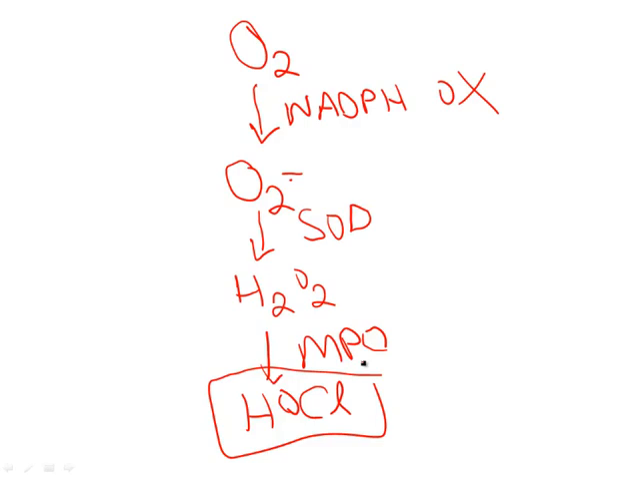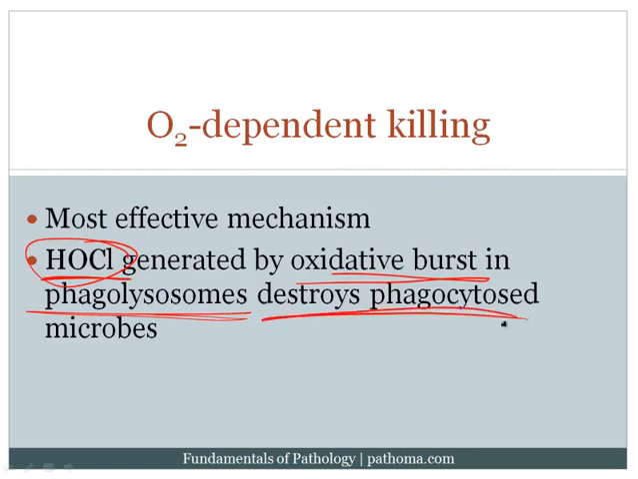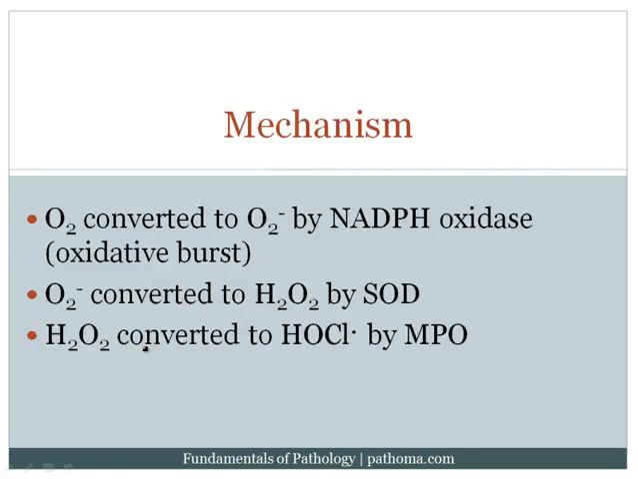So with that as a background, now let's go back and read together. In O2-dependent killing, which is the most effective mechanism, what's going to happen? HOCl, i.e. bleach, is going to be generated by the oxidative burst in the phagolysosome, and it's this HOCl that's going to play the key role in destroying the phagocytosed microbe. All right, next slide.